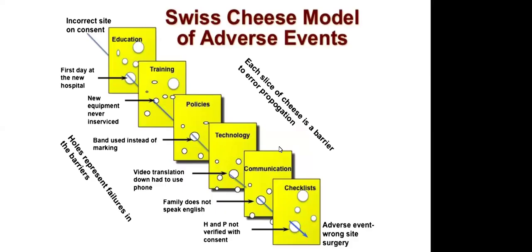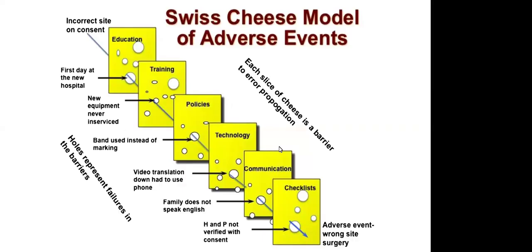In this case, for example, starting from education, starting from even when the consent was filled for this case, somebody documented the wrong site on the consent. One of the clinicians involved was on their first day at work in the hospital, so they did not really know what the processes were. They were not trained on the SOPs. They did not know that they're supposed to get consent, document the correct site and confirm the correct site.